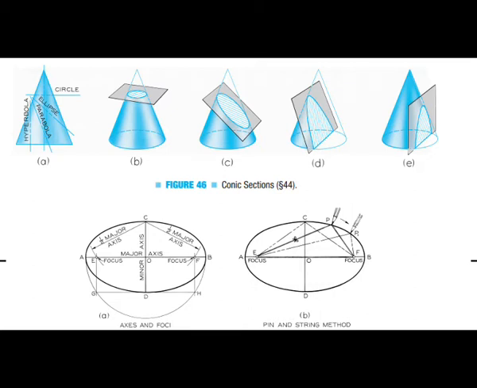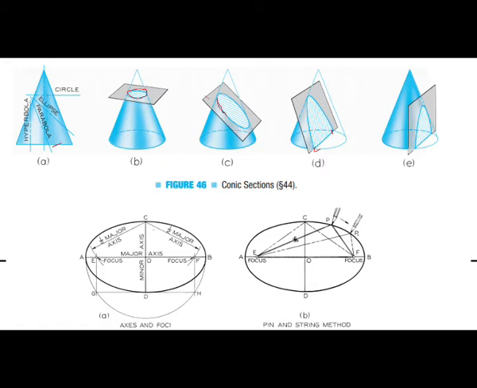If we have a cone and cut it from the uppermost part, like here, we get a circle. If we cut with some angle, it gives an ellipse. If we cut at an angle with the base also, it gives the parabola, and finally the hyperbola. Hyperbola has a different definition from the parabola, because the parabola has a focus, and the hyperbola has a different definition of that.